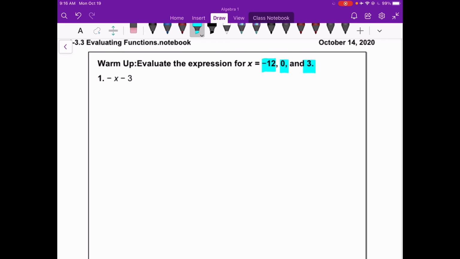So just to help you start and set up, you're going to plug in each of these x values into the equation to get the y value. That's what evaluating for those x values means.